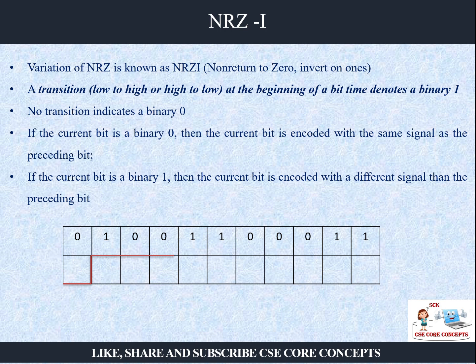Now since there is a 1 here, what will happen? Earlier it was low to high. So this time the 1 will be from high to low. So it will come down and this is the low voltage now. Now again at the next one, it will be the reverse of the previous one. So earlier it was high to low. So this time it will be low to high. So whenever there is a 1, it will invert.